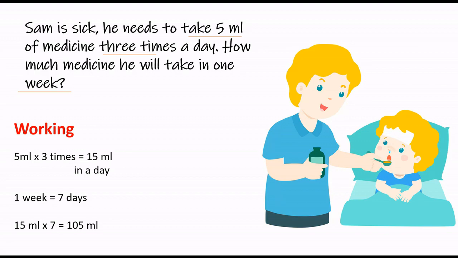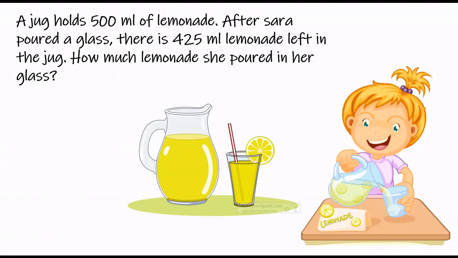I hope you are clear with this problem. Now let's focus on the next problem. A jug holds 500 milliliters of lemonade. After Sarah poured a glass, there is only 425 milliliters of lemonade left in the jug.